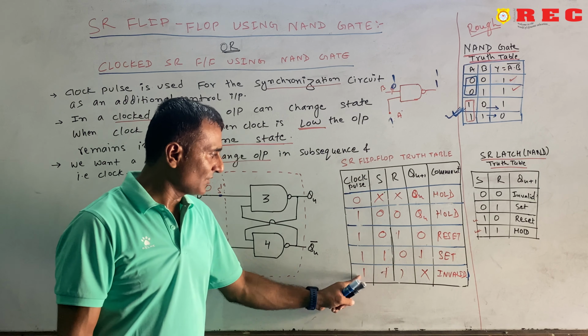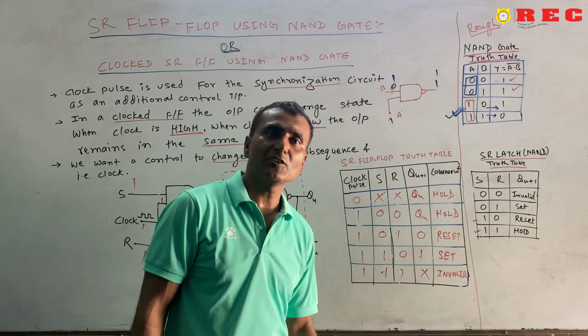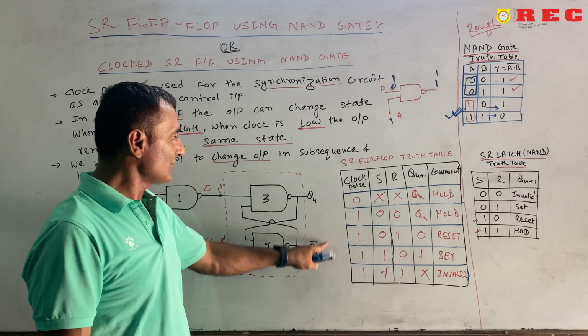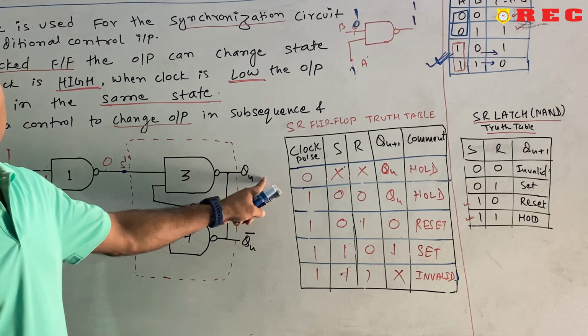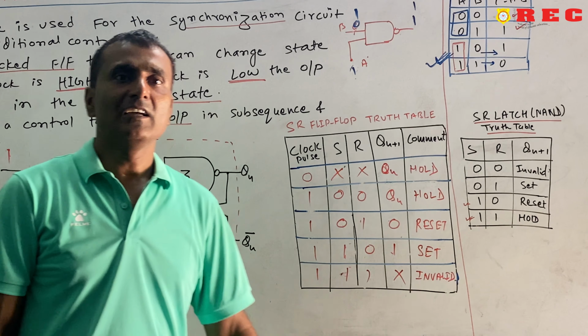And if the clock is 1 and S is equal to 1 and R is equal to 1, at that time it is invalid, because what invalid means, here is also 0, here is also 0, because you already know here is 1, then this is also 1. So, this is the invalid condition. By this way we have seen.